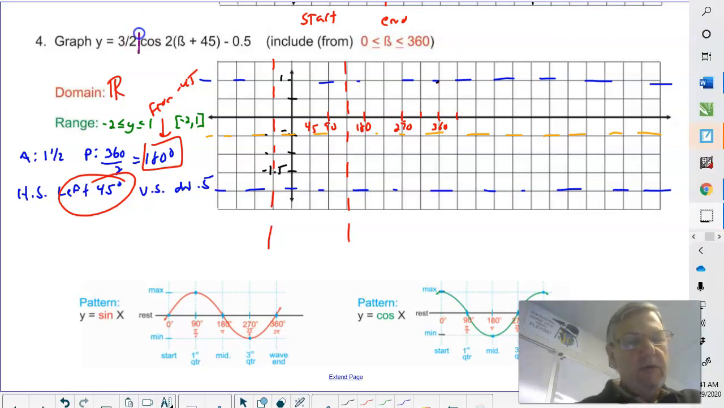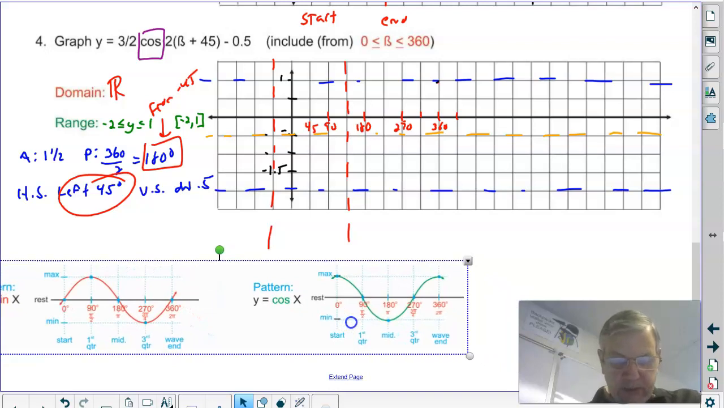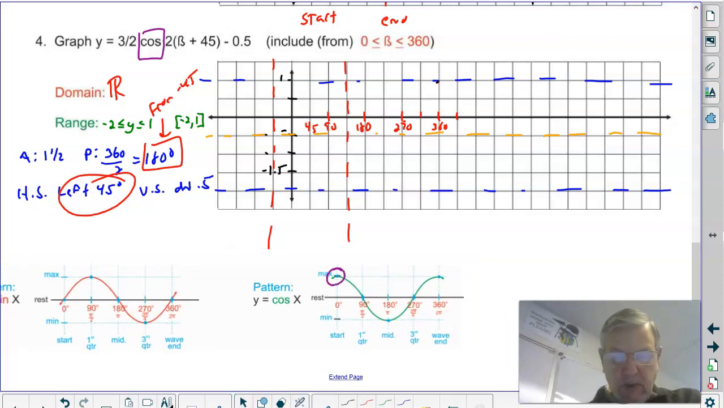So let's take note that we are graphing the cosine here, right? So we're dealing with the cosine, and so our pattern is over here. Now we're going to watch the cosine pattern, and notice it starts at a max. So I'm going to go to my start. Start is here, and the end of my complete wave is there. I'm right there at a max.